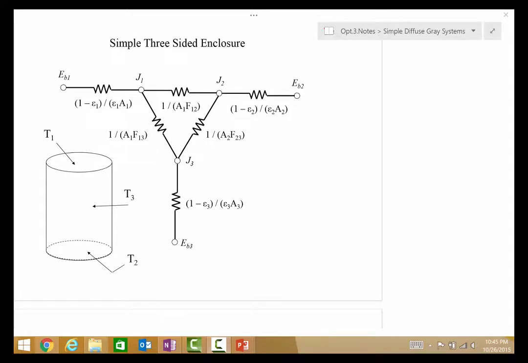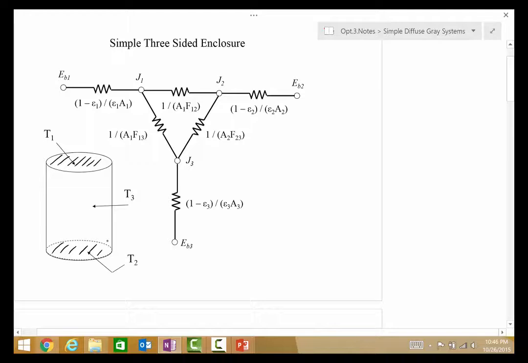There are a few standard enclosure problems that you should know, and we'll discuss them in this section. The simple three-sided enclosure, which can either be a triangular channel or a cylinder, where the top has some temperature T1, the sides have some temperature T3, and the base has a temperature T2.